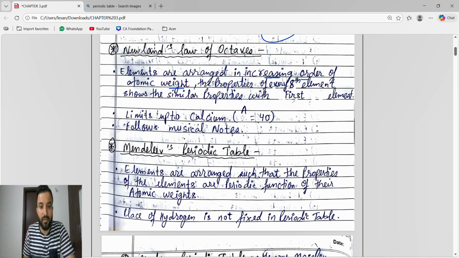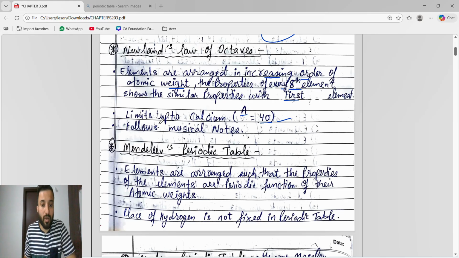So what will he see? He will see the properties of every 8th element show similar properties to the first element. So this much you have to keep in your mind. The properties of every 8th element: we'll see first element, second, third, fourth, fifth, sixth, seventh, 8th element. Every 8th element will show similar properties to the first element. But again, Newland's law of octave has limits up to calcium. Calcium has atomic mass 40, because A indicates the atomic mass, so it limits up to calcium.